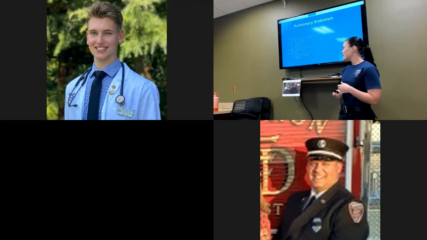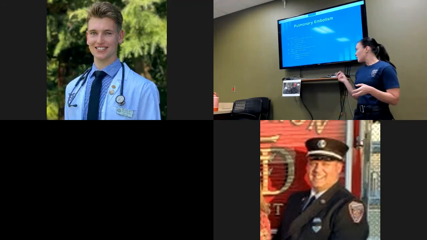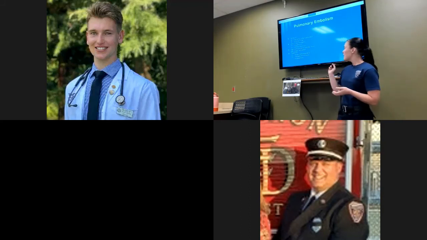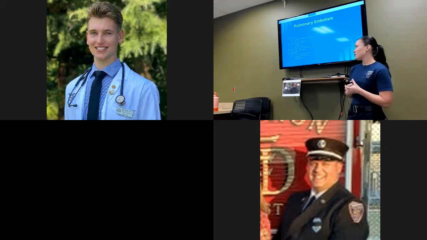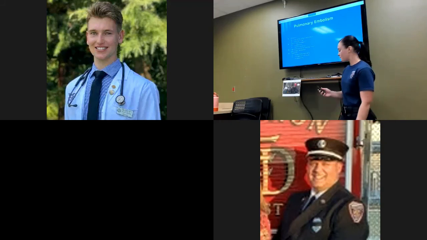And then unstable PEs are treated with thrombolysis. So TPA, it's a clot buster. That medication will go in and break up the clot itself. And if it's bad enough, it can require an embolectomy, which is a surgery to actually go in and physically remove the clot from the lung tissue. Symptoms of a PE are going to be shortness of breath, chest pain, cough, and sometimes hemoptysis, where they start coughing up blood.